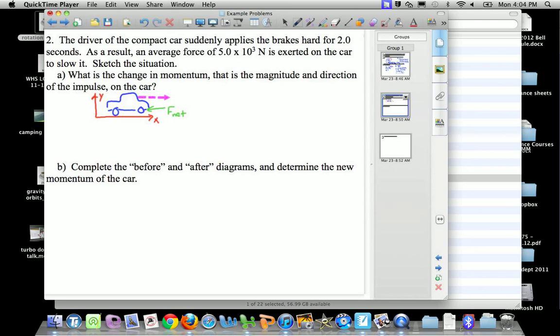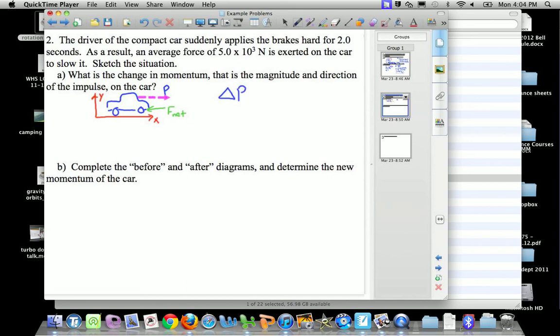we should always add a coordinate system showing the positive is to the right or east and negative is to the left. So what we have here is we have a momentum that's positive, but the net force, which is from the brakes that I've drawn in as a green arrow, is negative.